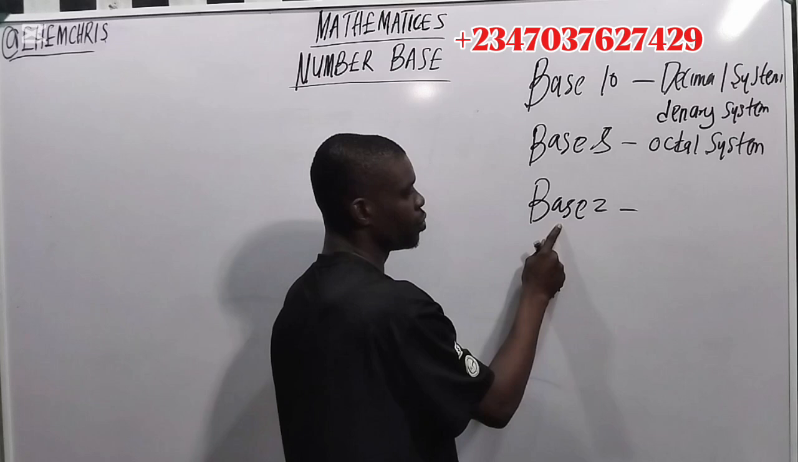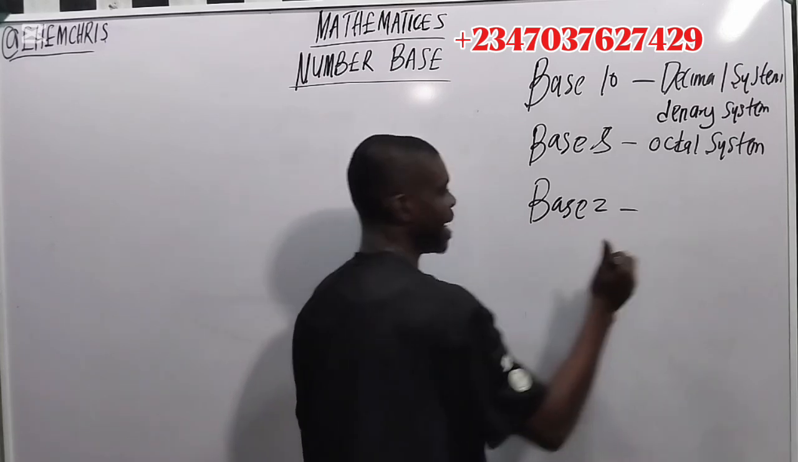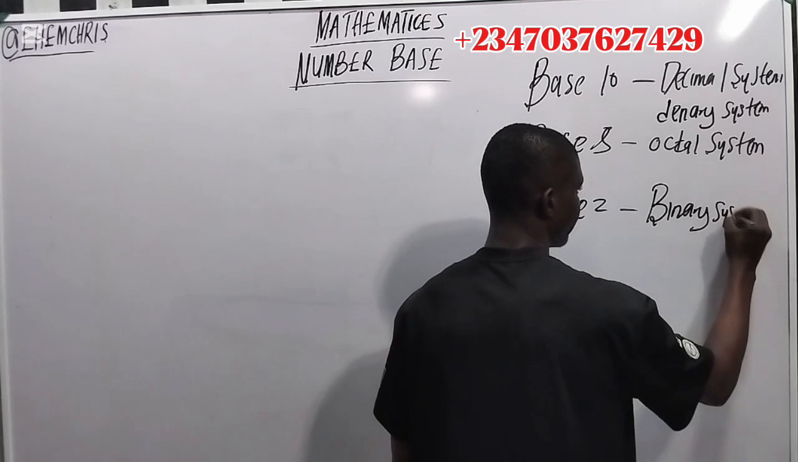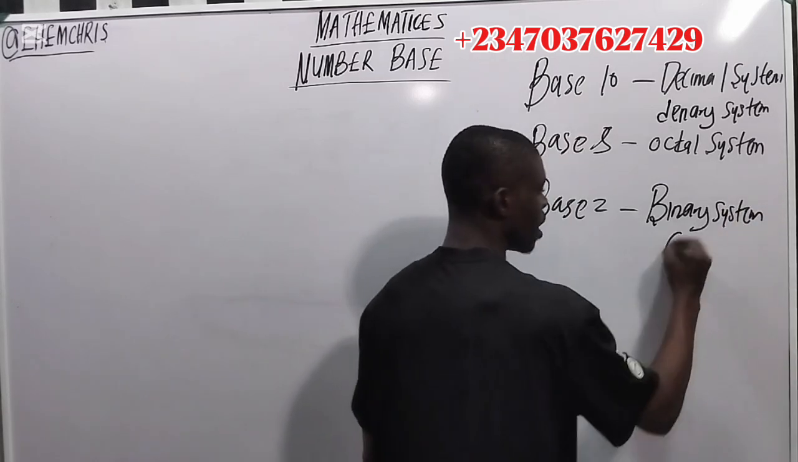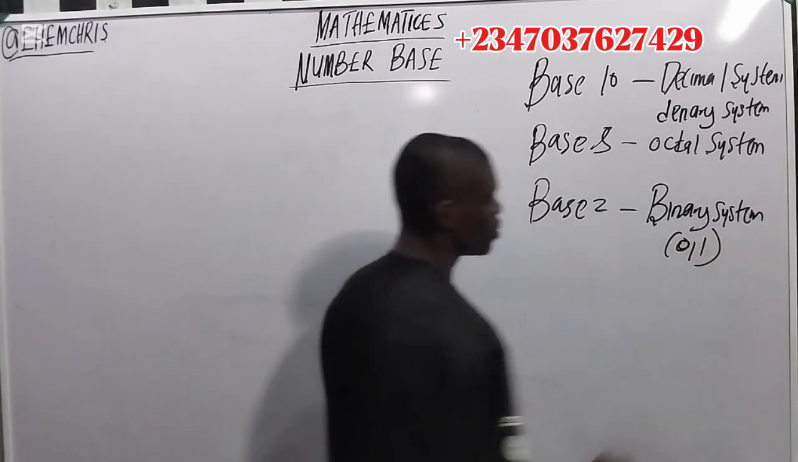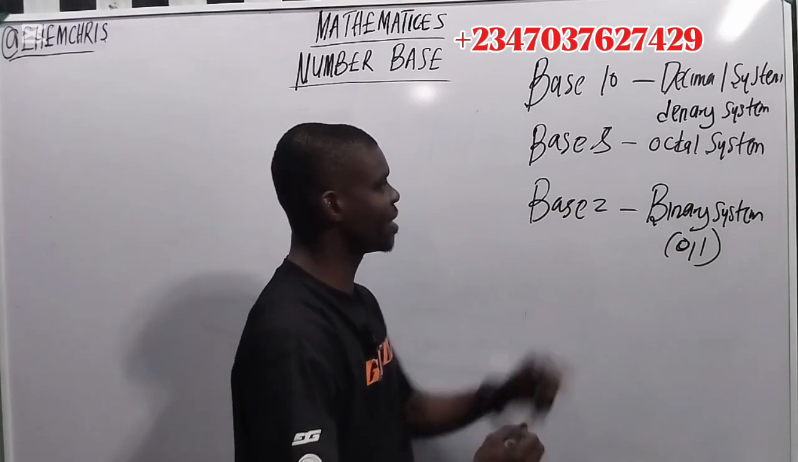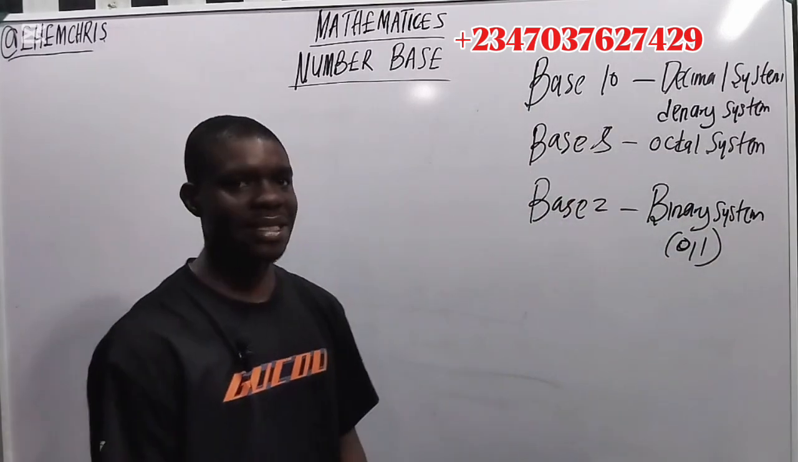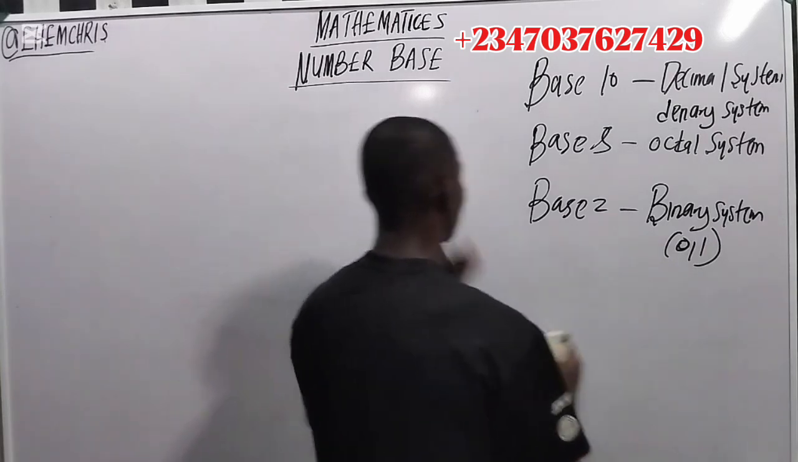Now base 2 is called the binary system, and it is made up of 0 and 1. Not 0 and 2, but 0 and 1. So there are things you need to pay close attention to before you can start solving anything at all. Now let me show you something here.